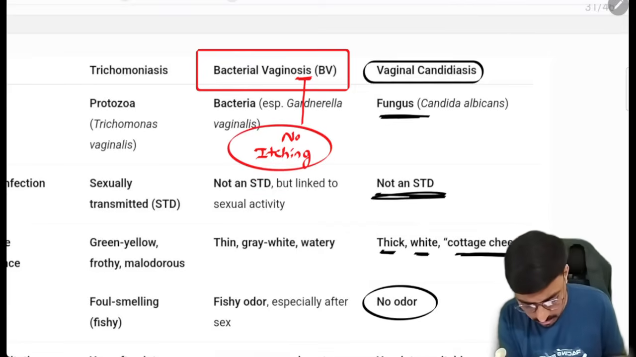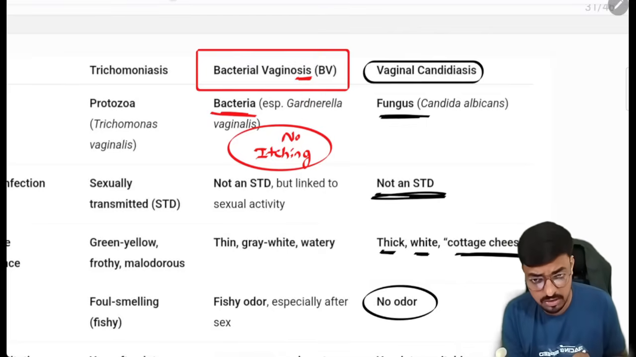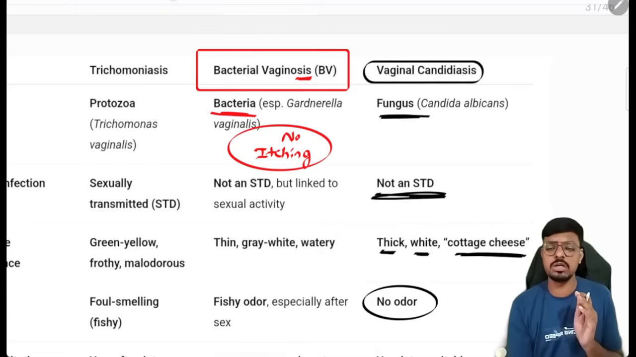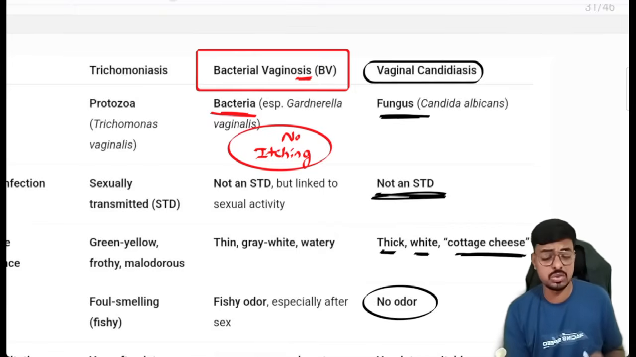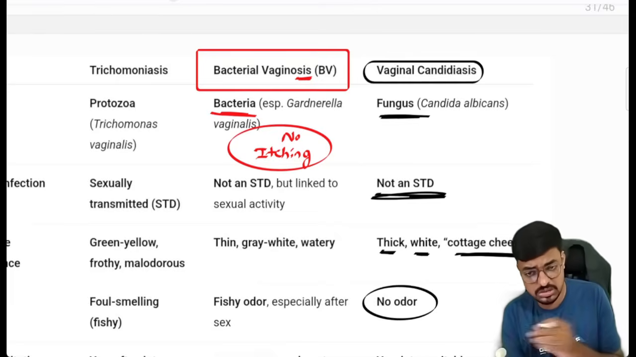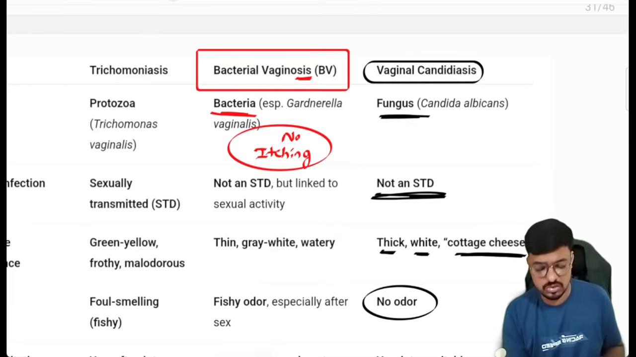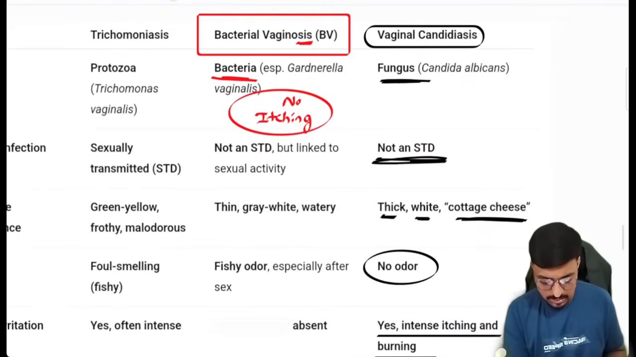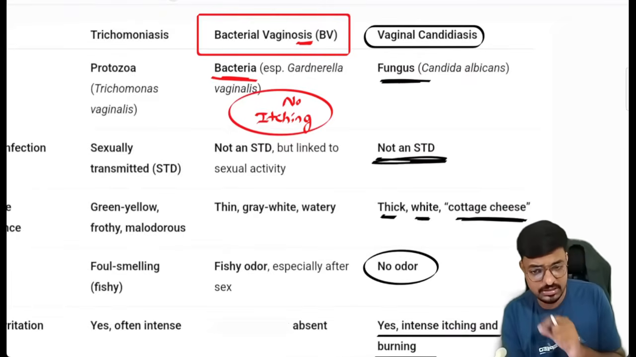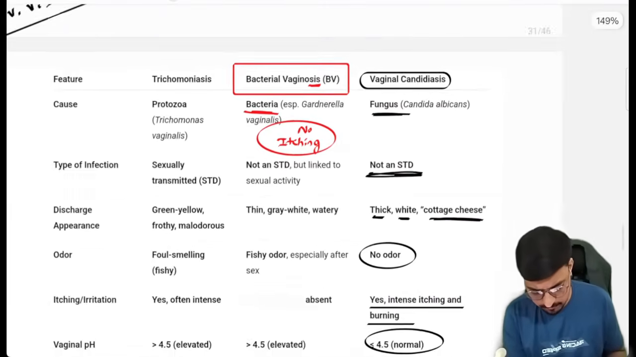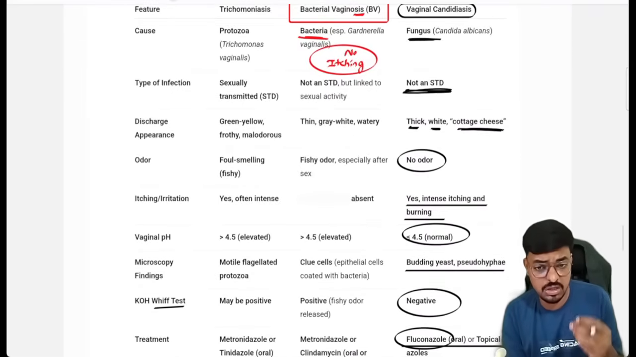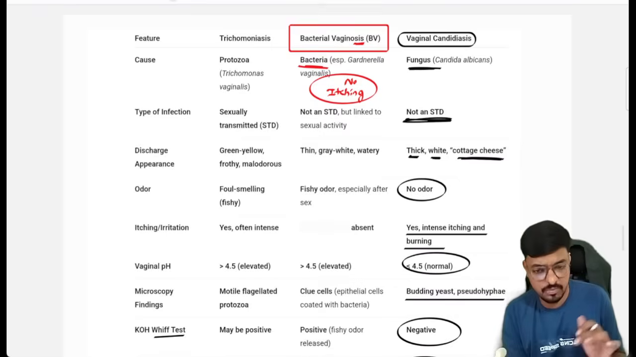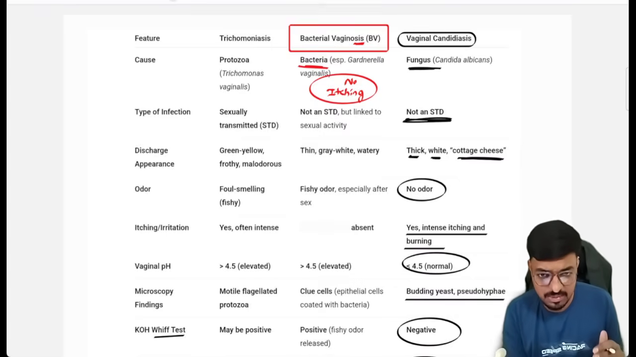It is due to the bacteria Gardnerella vaginalis, which is responsible for bacterial vaginosis. This very important bacteria is actually not a sexually transmitted disease, but it is associated with recent sexual activity. So that is the thing we have to keep in our mind. Whenever this Gardnerella bacteria mixes with 10% KOH, it forms a fishy smell, and that will be a positive whiff test. Now we are comparing vaginal candidiasis and bacterial vaginosis.